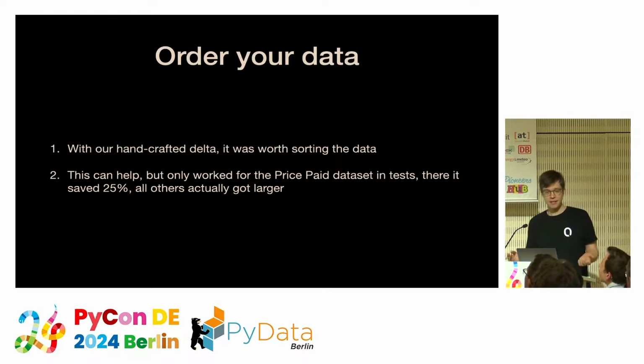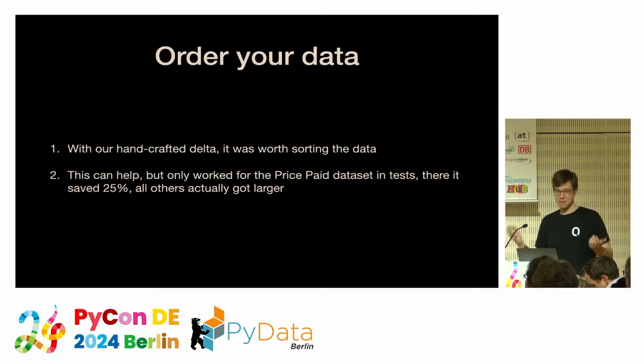One other thing I did, I ordered my data. This is useful in a lot of cases because if you order the data, compression is faster. But in most cases, your data is already naturally sorted. I've checked most data sets, and only for the price paid data set did it really make a difference. They got a quarter smaller. Otherwise, the natural sorting is already the best sorting. So think about that beforehand, also because sorting in a data pipeline is always quite expensive.